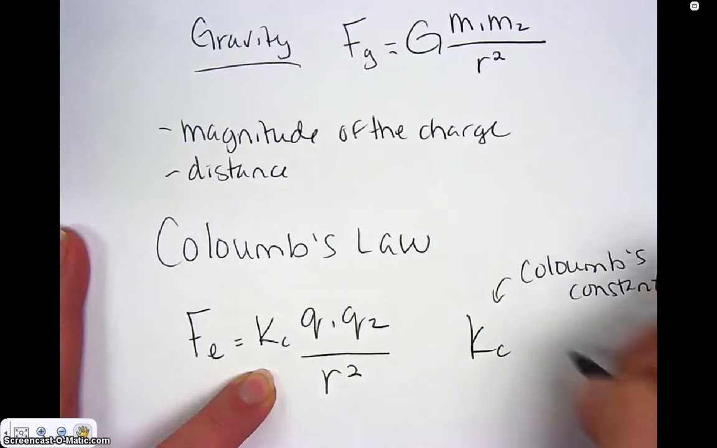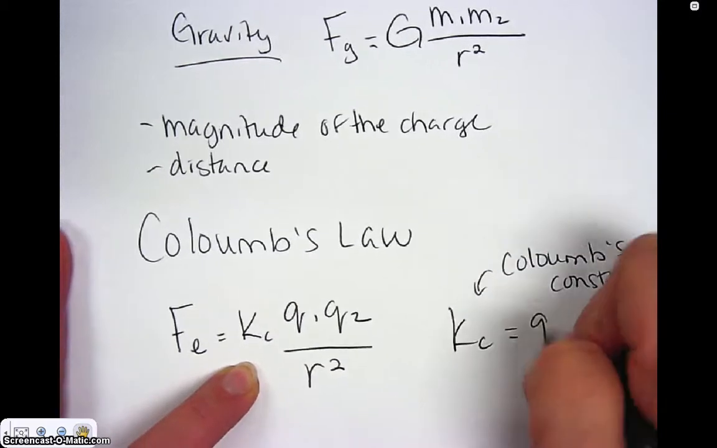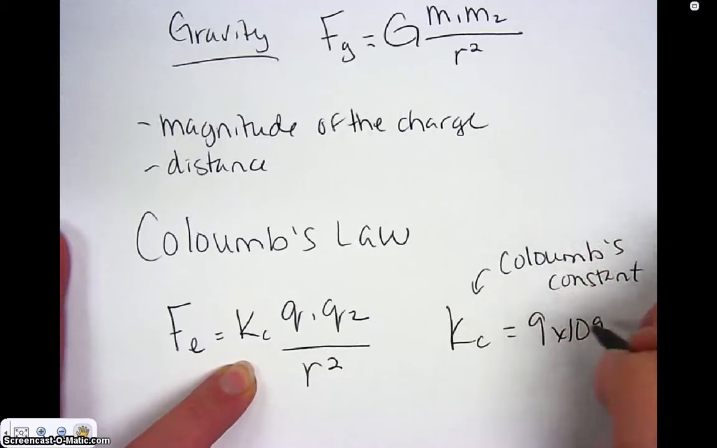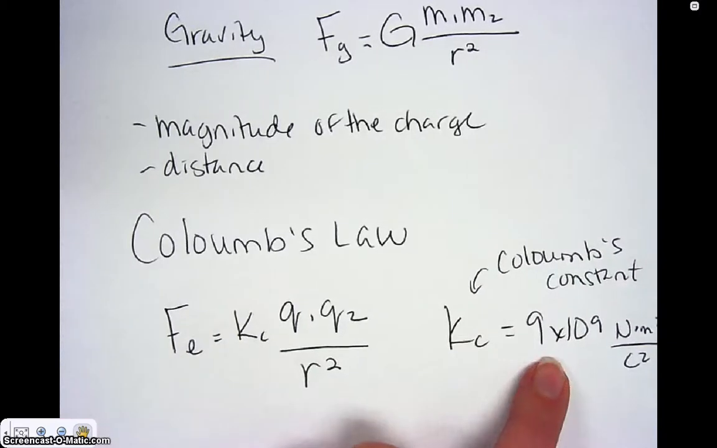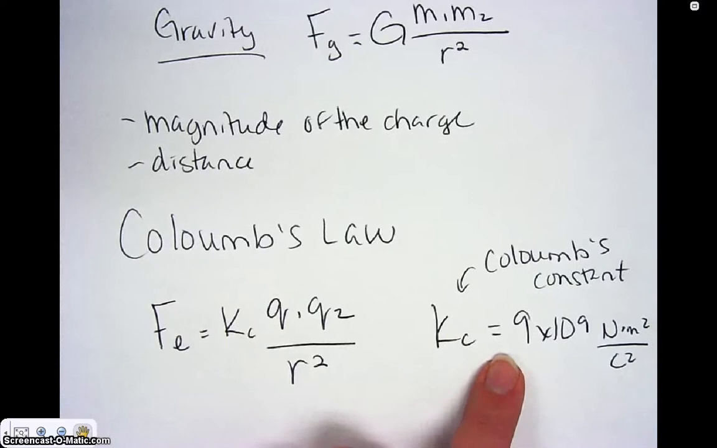Okay, this is Coulomb's constant, and it is equal to 9 times 10 to the 9th newtons times meters squared all over coulombs squared. So remember, it's always some crazy unit so that everything cancels out and we're left with newtons. Okay, so that is Coulomb's constant.